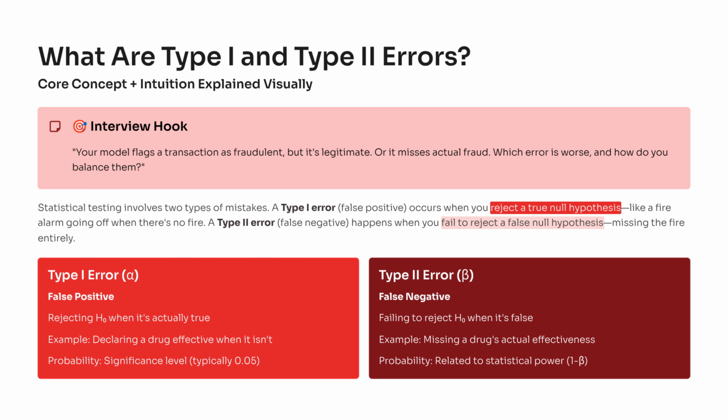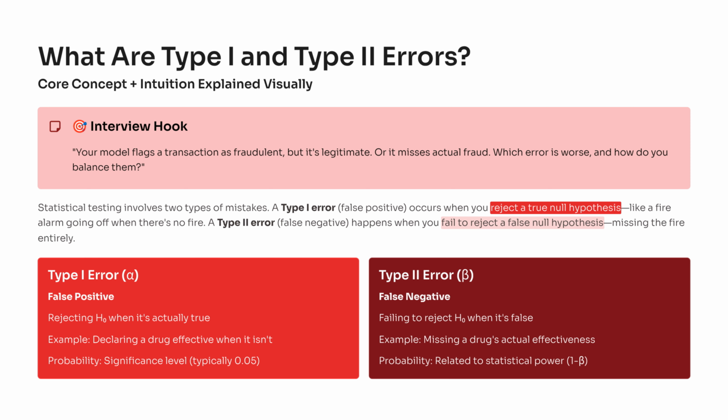A type 2 error is a false negative. It's when you miss something that's really there. Like not hearing the alarm when there is a fire. Statistically, it means you failed to reject something that was false. You can think of it like this. Type 1 is crying wolf. Type 2 is missing the wolf entirely.